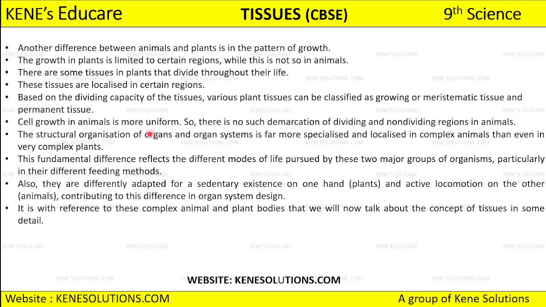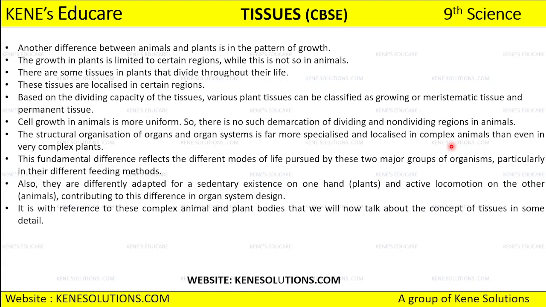The structural organization of organs and organ systems is far more specialized and localized in complex animals than even in very complex plants. If you compare plants and animals, plants do not have as many specialized organs. But complex animals, for performing their daily activities and different functions, have specialized and localized organs so that their functions can be carried out significantly.